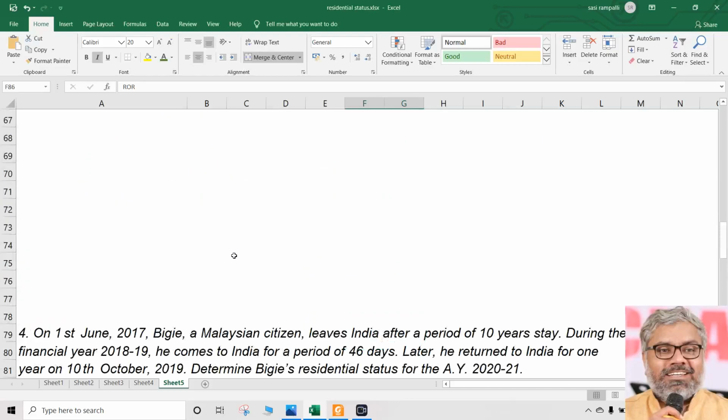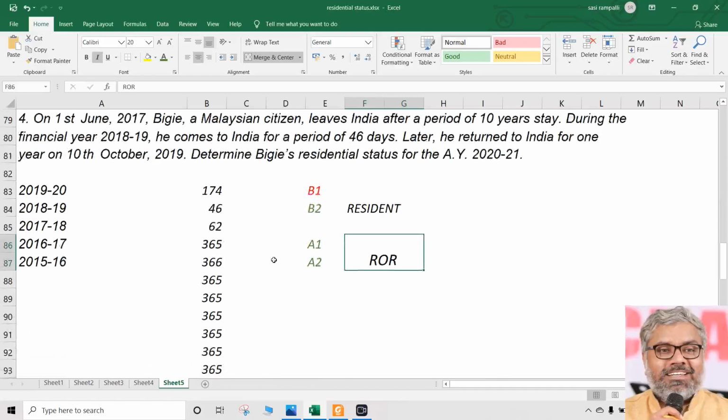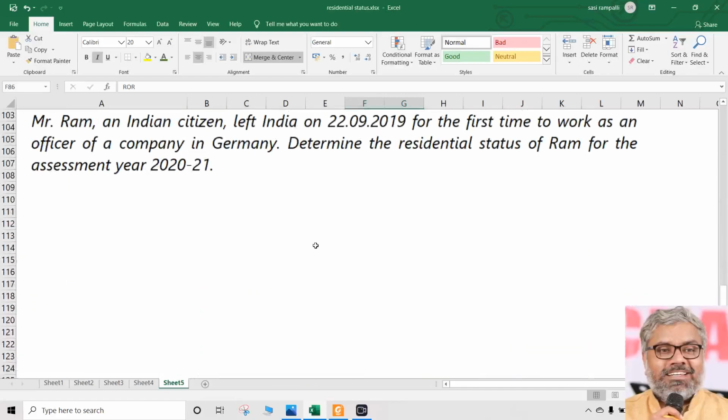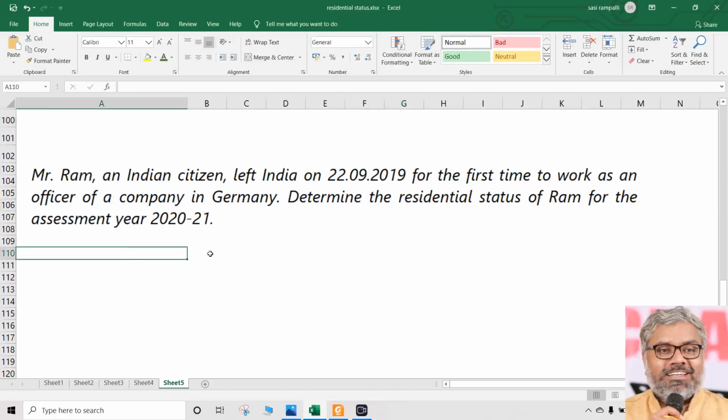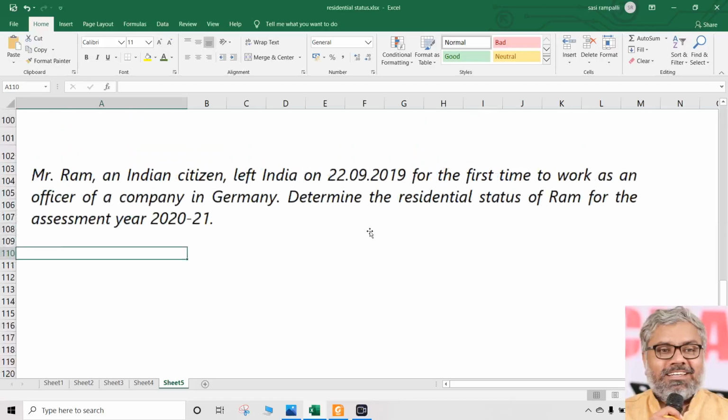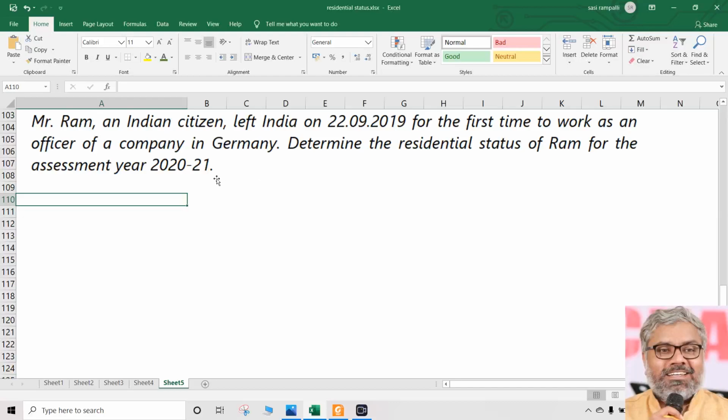That is the answer for question number 4. Hopefully everybody got the correct answer. If not, rectify them. I'm giving some more questions now in this class, just for continuation of the same discussion, and you should be able to calculate residential status very comfortably. Look at another question. This is there in the ICA material as part of the exercises.